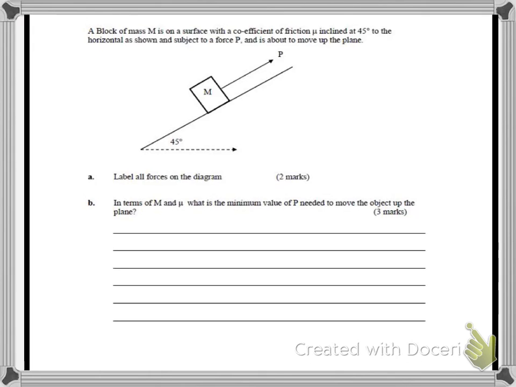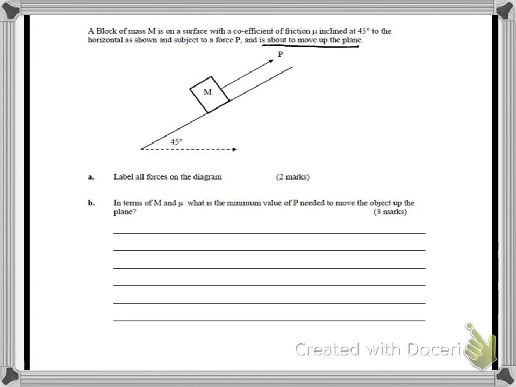Okay, let's keep going. So a block of mass m is on a surface with a coefficient of friction mu that's on an incline of 45 degrees to the horizontal. And this mass here is subject to another force P. It could be a pulling force, or a tension force, or a driving force that drives it up the plane. Now, our mass is about to move up the plane. So it's on the verge of motion. It may have reached its maximum static friction.